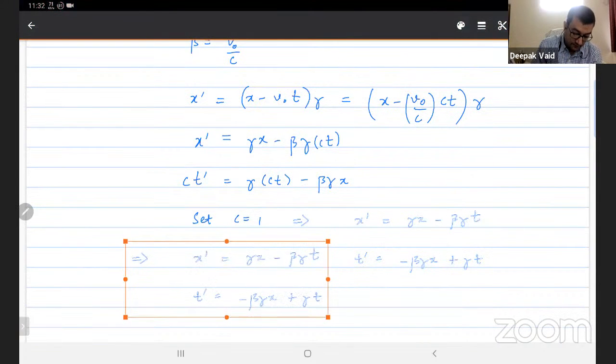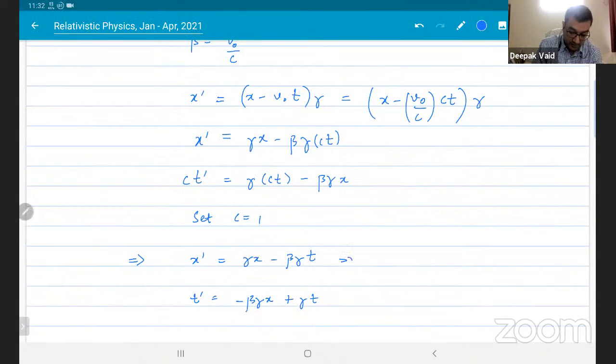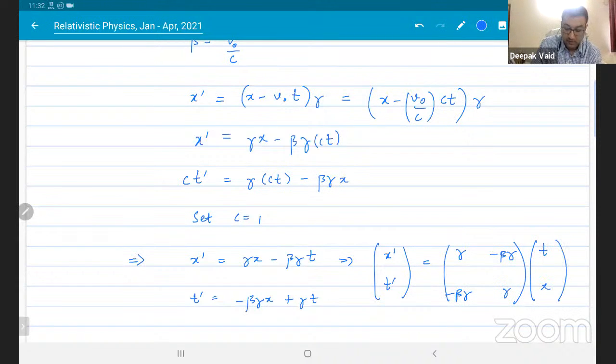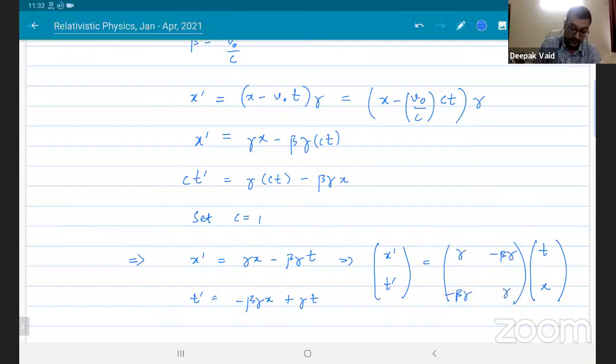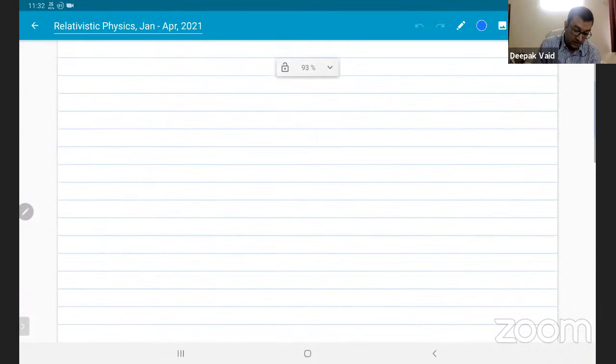Now these equations can be written as a linear transformation of my coordinates. So this is a matrix. These are my coordinates, this is a vector containing the coordinates, and this is a matrix. But now we know that if you have an arbitrary point in space-time, it's actually represented by 4 coordinates rather than 3 coordinates.